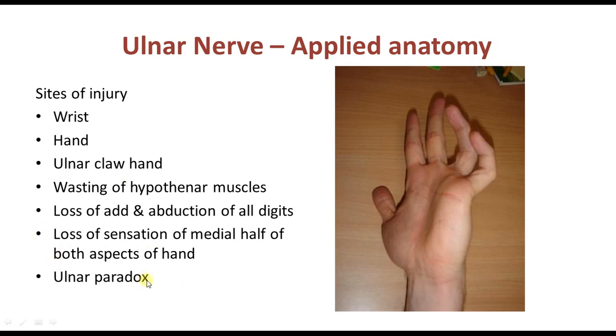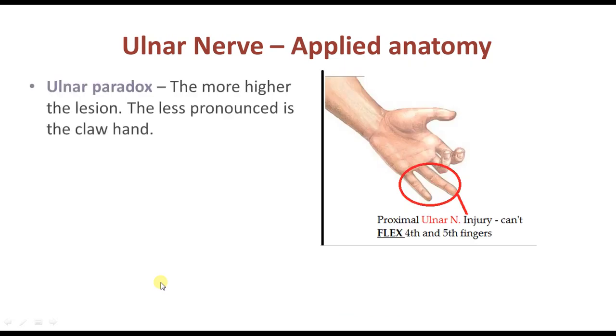And what is ulnar paradox? The higher the lesion, the less pronounced is the claw hand. So if the ulnar nerve is damaged in the hand, definitely you get a very pronounced claw hand. The claw hand is very much pronounced. If there is an injury at a higher level, you don't get the claw hand. Why? Because at a more proximal level, the claw hand is less pronounced.